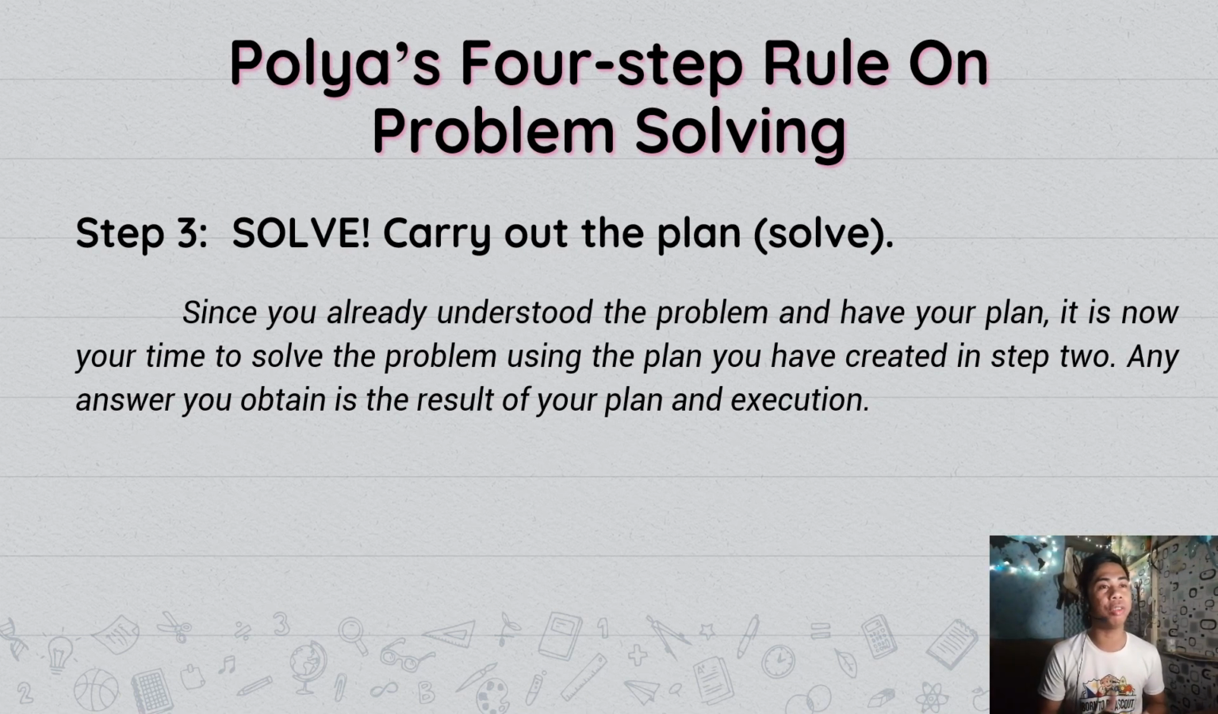Next, solve. The term we actually use here is execute. So step 3, solve. Carry out your plan. Since you already understood the problem and you have your plan and all the things you need to do, it is now your time to solve or to execute the plan you created in step 2. Any answer you obtain is the result of your planning and your execution, and of course, of the way you understood the problem.